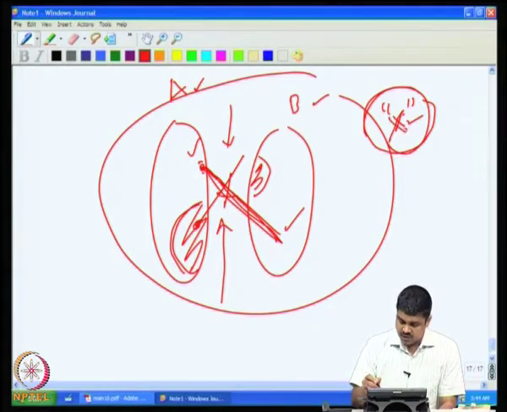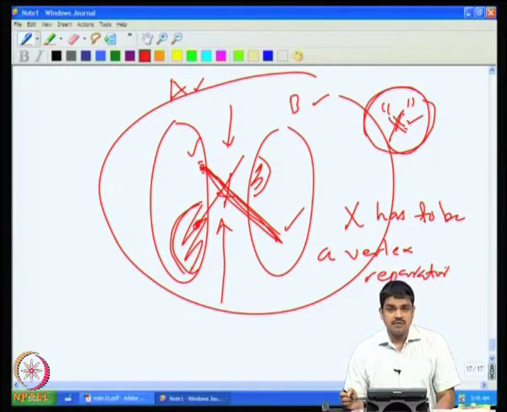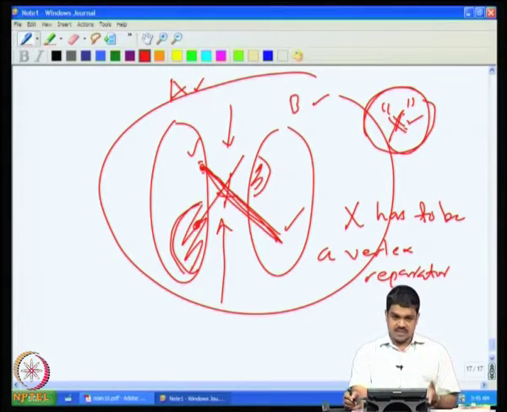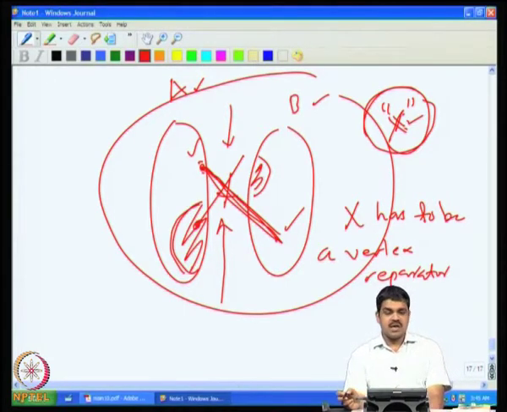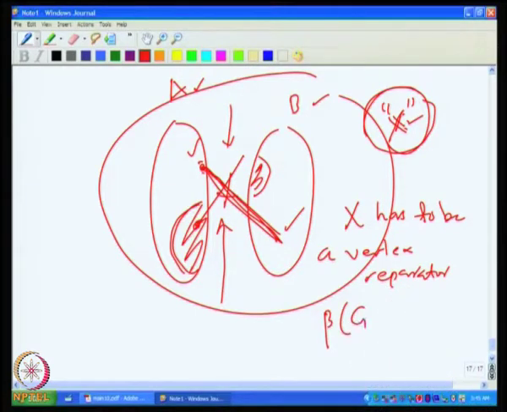which means X is a vertex cover. X has to be a vertex cover if it is an AB separator here. In other words, the minimum cardinality of the sets X that separate A from B is essentially the cardinality of the minimum vertex cover, beta of G.